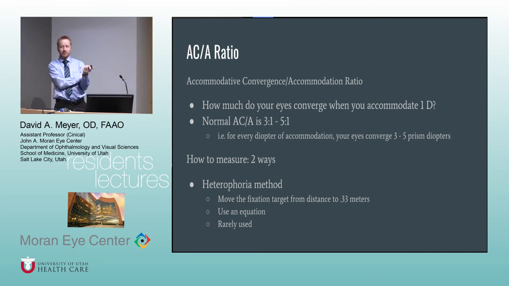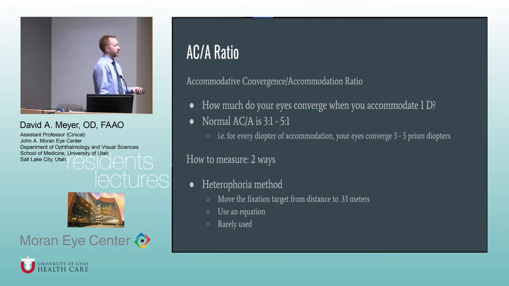So for a normal human being, the normal AC/A is 3:1, or 3:1 to 5:1. There's kind of a range there. And it's kind of reversed a little bit: for every diopter of accommodation, the second number is how much your eyes are converging. Anywhere from 3 to 5 prism diopters. Okay, that's a normal human being.